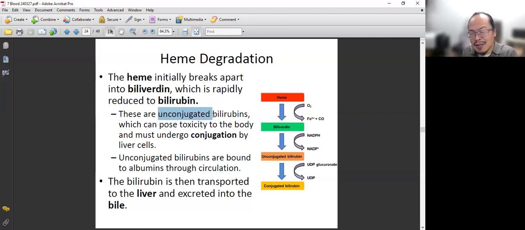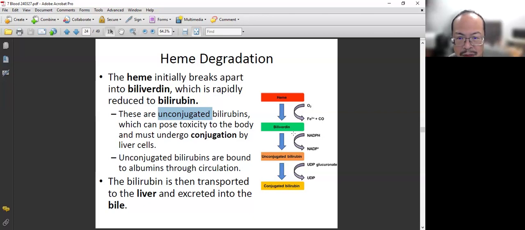Before we conjugate it, we need to conjugate it in the liver. So the spleen doesn't have that function. So you need to transport that to the liver. However, in order to transport that to the liver, you need something to carry it. So we use albumin to carry it.